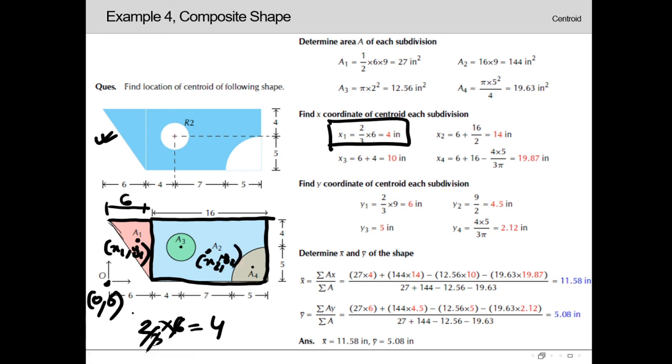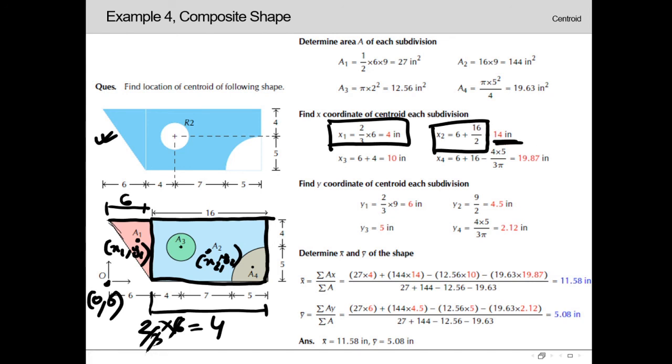Then segment 2, let's denote it with x2, y2. What would be the value of x2? Starting from 0, we need to move along the x-axis. Firstly, we need to travel a path of 6, and after that the total length along the x-axis of this rectangle is 4 plus 7 plus 5, which is 16. So half of 16 is 8. So 6 plus half of 16, or 6 plus 8, which is 14.